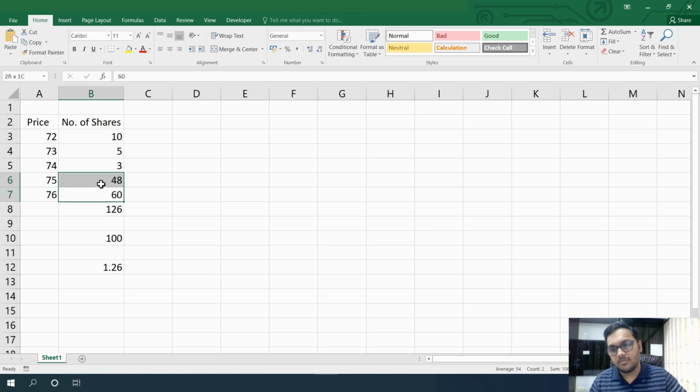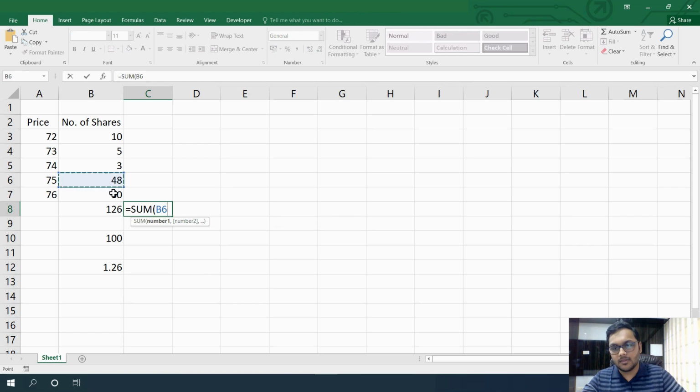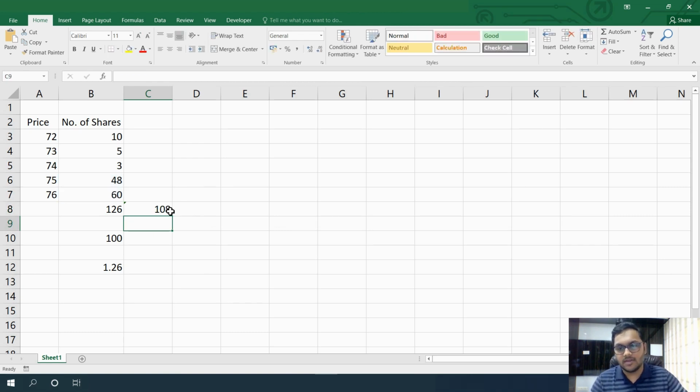So now if you sum up these both, it comes out to be 108 shares. We were offering 100 shares. If we sell at 75, people have bid for 108 shares. So the problem is solved, right?